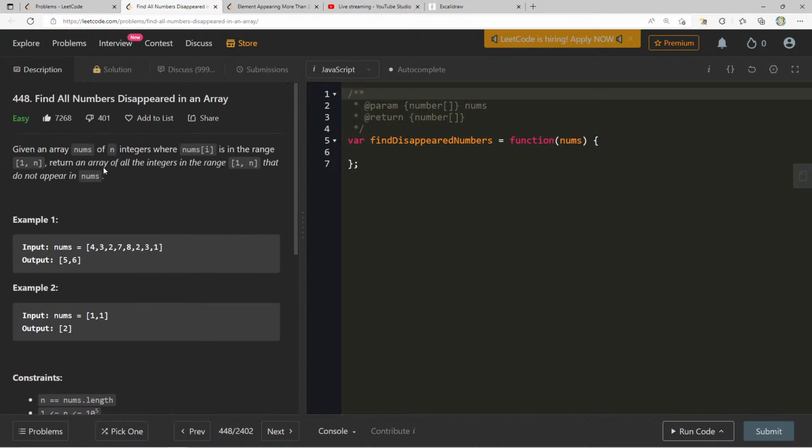Now, there are a couple of key points here. Given an array nums of n integers where nums[i] is in the range, already this is very important, in the range of 1 through n, return an array of all the integers in the range 1 through n that do not appear in nums. Because everything is from 1 through n, and not from 0 through n minus 1, for example, it means that we can do something particularly interesting. So let's take a look at this. Let's get this array and let's figure it out.